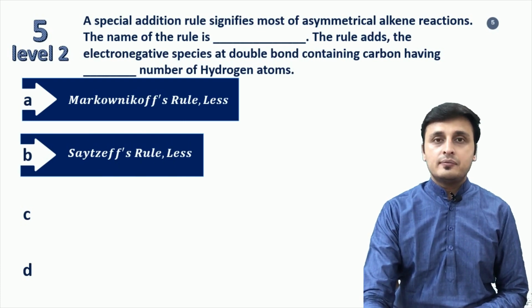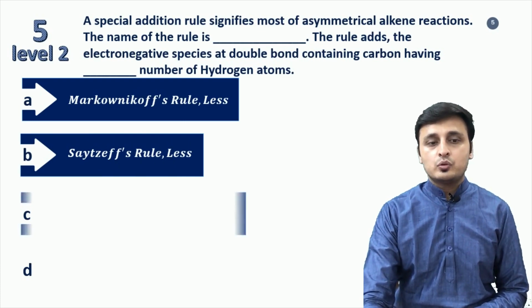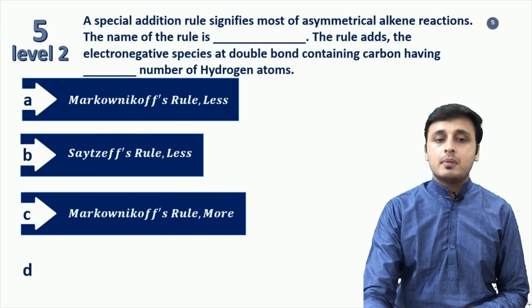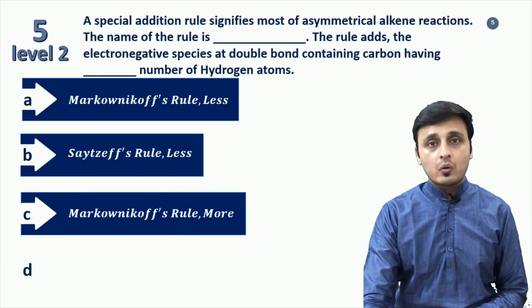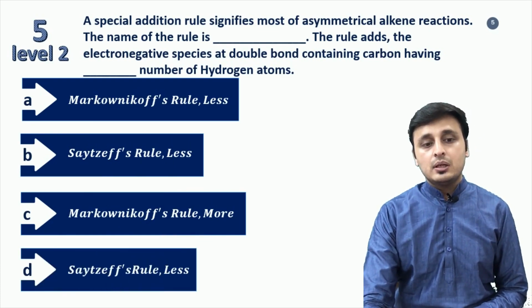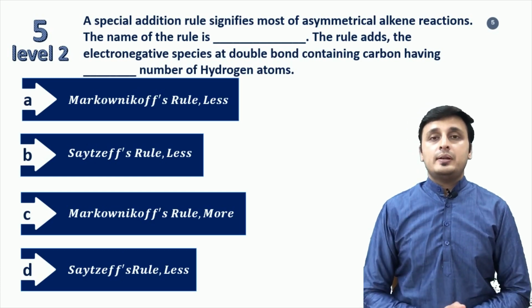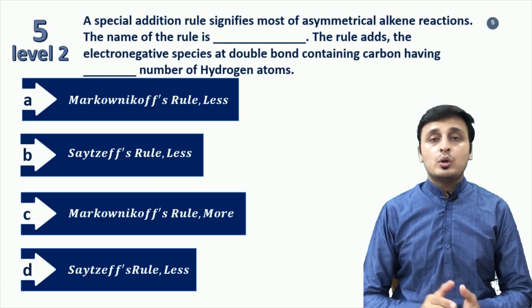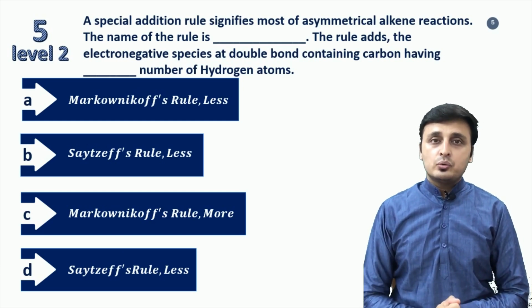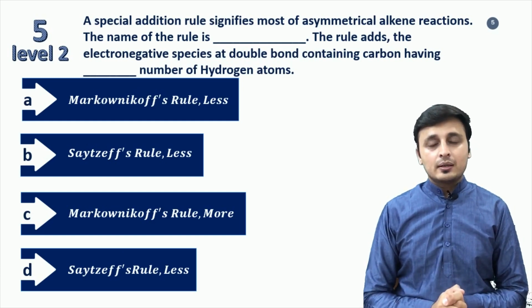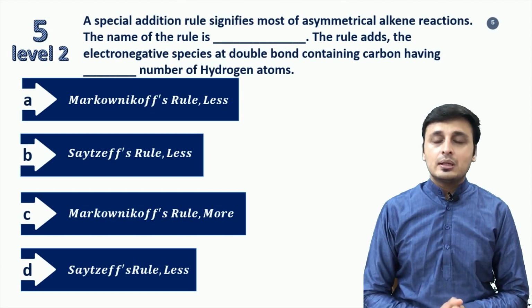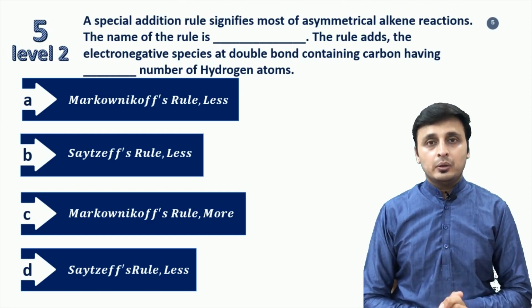B. Zaitsev's rule, less number of hydrogens. Option C. Markovnikov's rule, more number of hydrogens. And option D. Zaitsev's rule, less number of hydrogens. Dear friends, let me introduce Markovnikov's rule. Markovnikov's rule is a special and unique character identified for the asymmetrical alkene molecule.